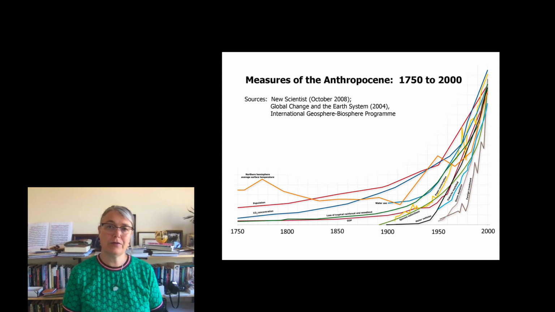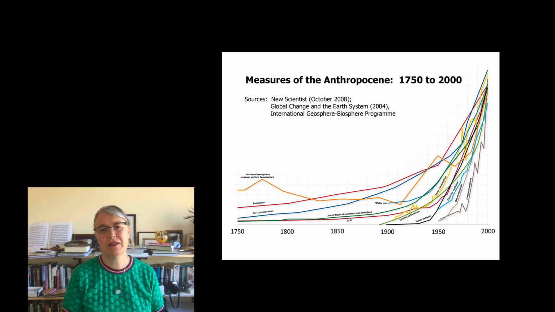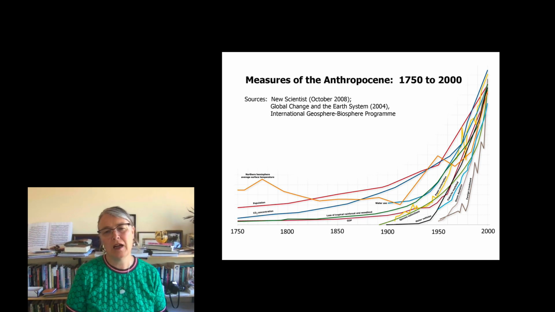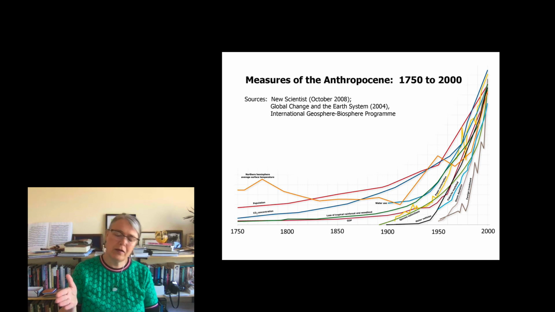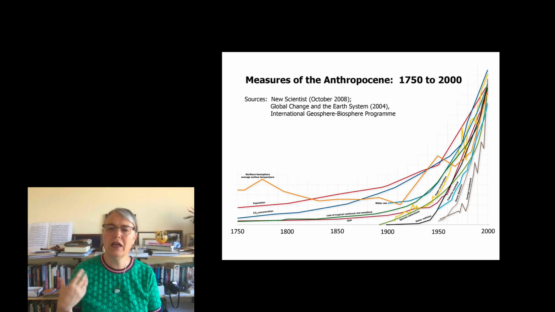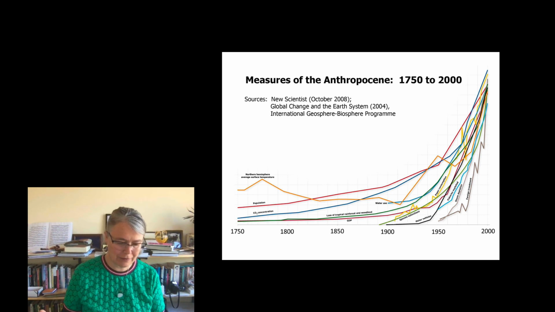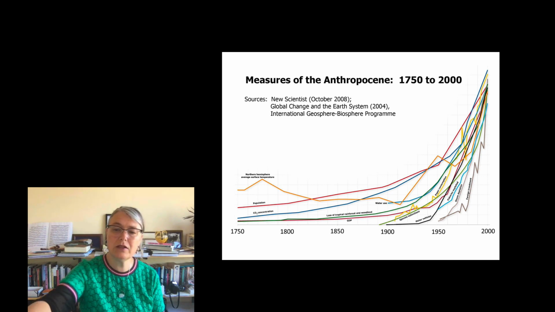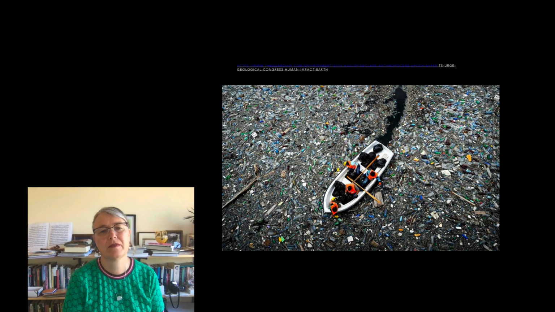That was originally proposed as the starting date for the Anthropocene, but now the scientists are looking more closely at this period from 1950, where you can see there is exponential growth in a number of things. What does it look like? It looks a bit like this.